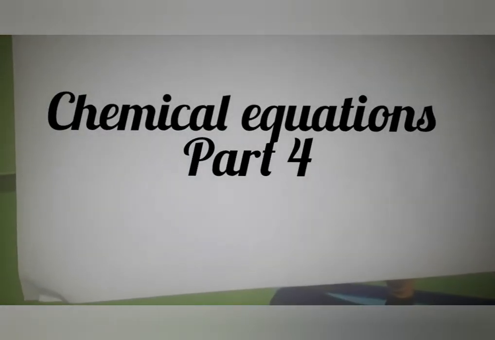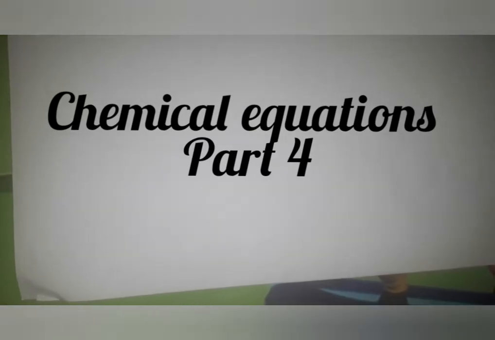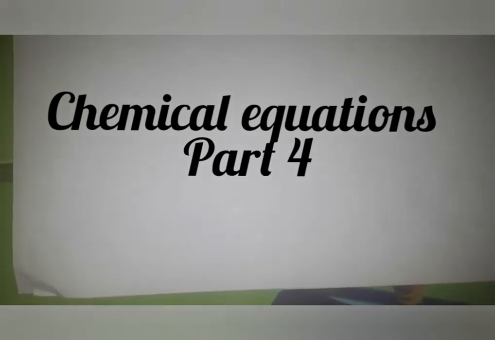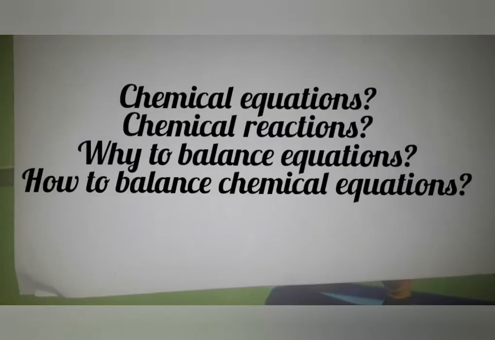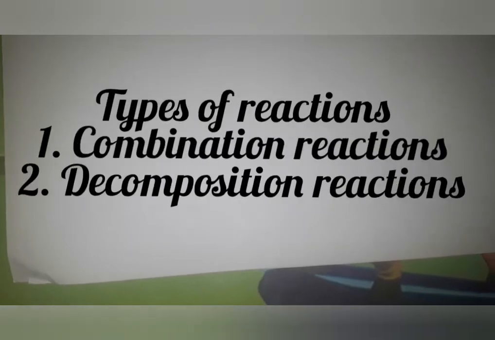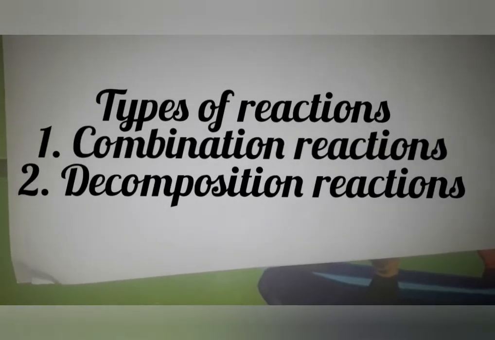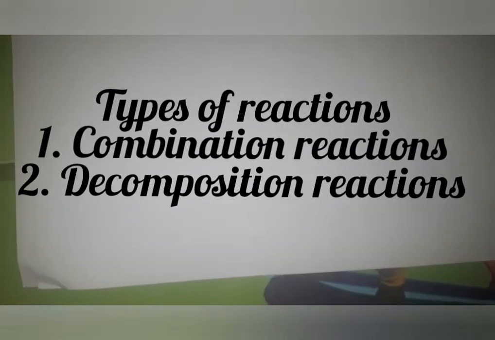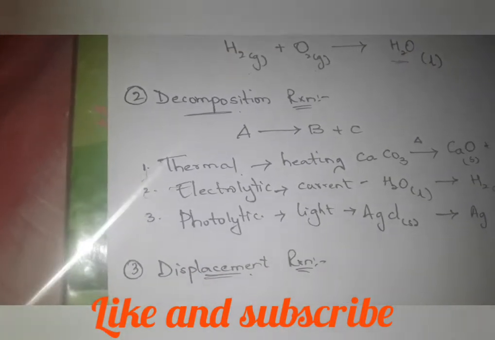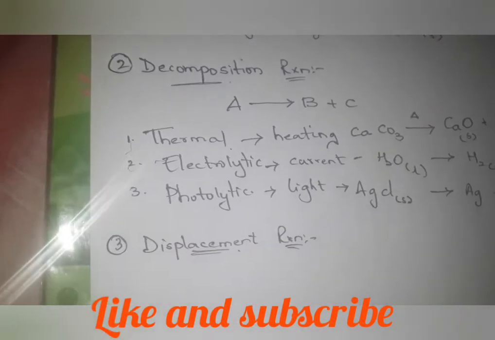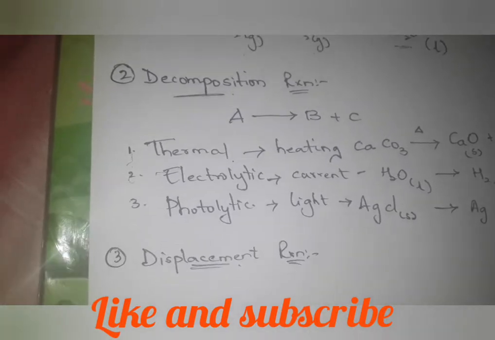Last time we have been continuing with chemical equations. We have learned how to balance a chemical equation, why we need to balance a chemical equation, and then the types of reactions. We learned two types of reactions, combination reaction and decomposition reaction. In decomposition reaction, we had thermal decomposition, electrolytic decomposition, and photolytic decomposition, right?